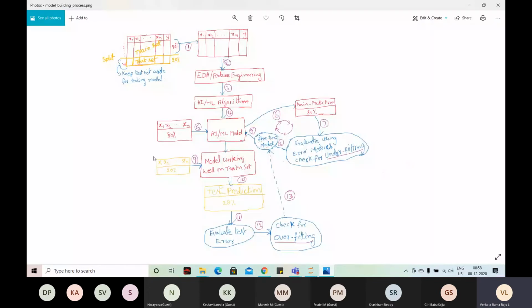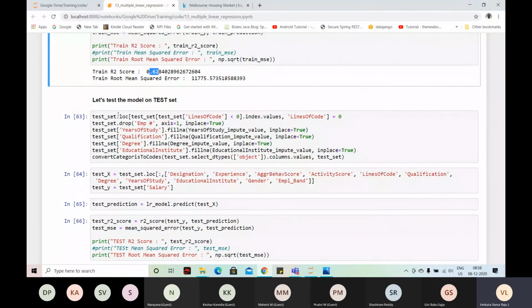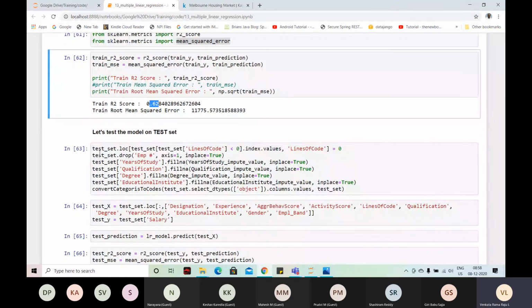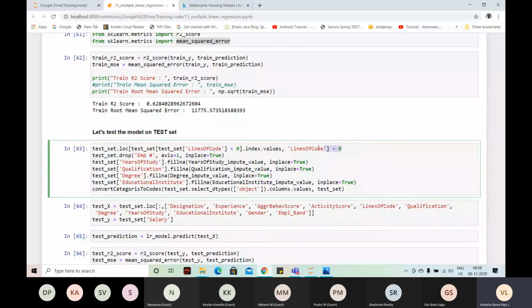So now I have to take the test set and pass it to the model, right? To pass it to the model, I need to apply all the transformations which I applied on the train set. What transformations did I apply? I replaced all the negative values with 0. Then the employee number I removed. Then in all the categorical columns I replaced the nulls with the appropriate values, and the same for all the other columns. And then I converted all the categorical columns to numbers. I have to apply all those transformations on the test set also.